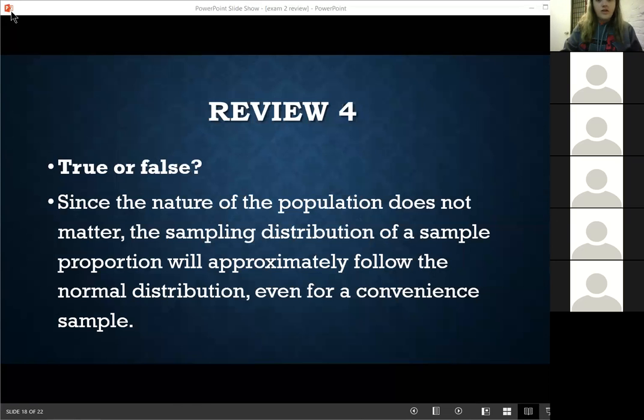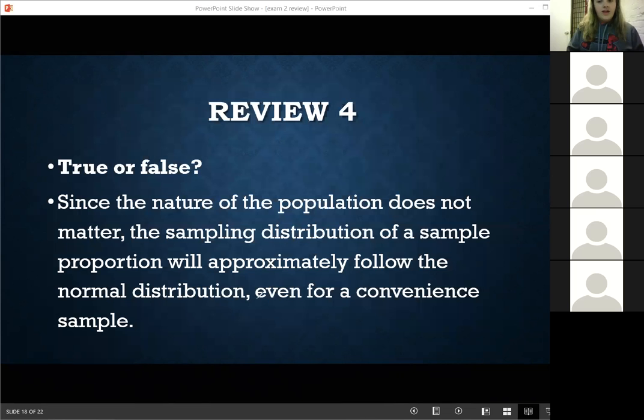Okay, so for this one, the beginning of it is kind of tricky. It does sound true, because our sampling distribution should be approximately normal if our population is normal, first of all, but then also if we take enough samples, it'll eventually become normal.